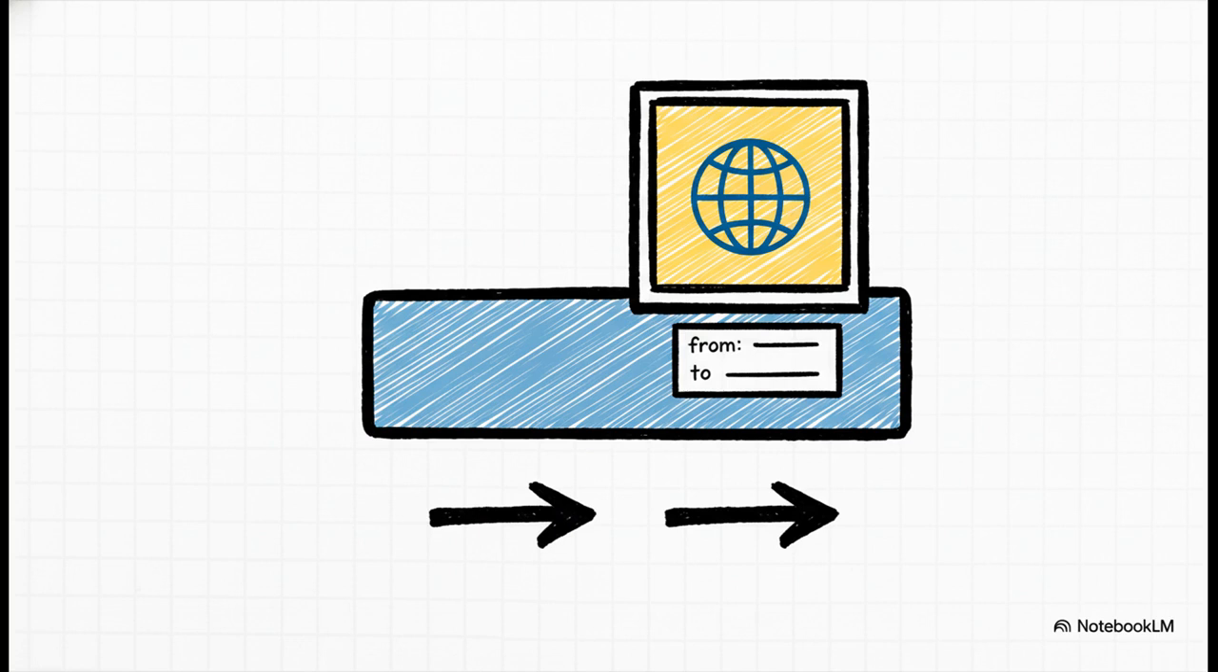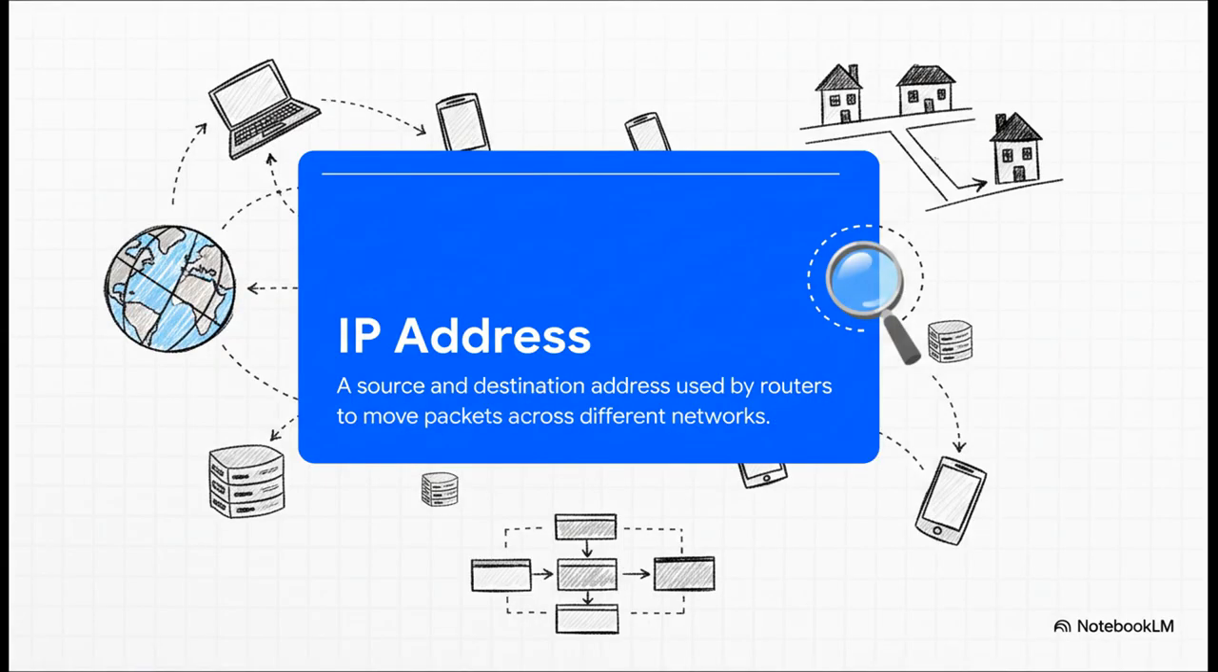This tells all the routers across the world exactly where this data came from and exactly where it needs to end up. And that address is, of course, the IP address. You've probably heard of it. It's just a unique string of numbers that identifies your specific device on the global network, just like a street address identifies your house in a city. Without this, your data would just be lost in space.